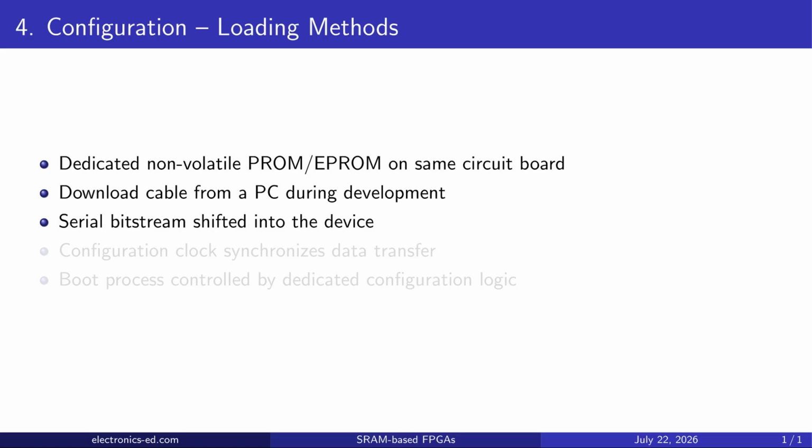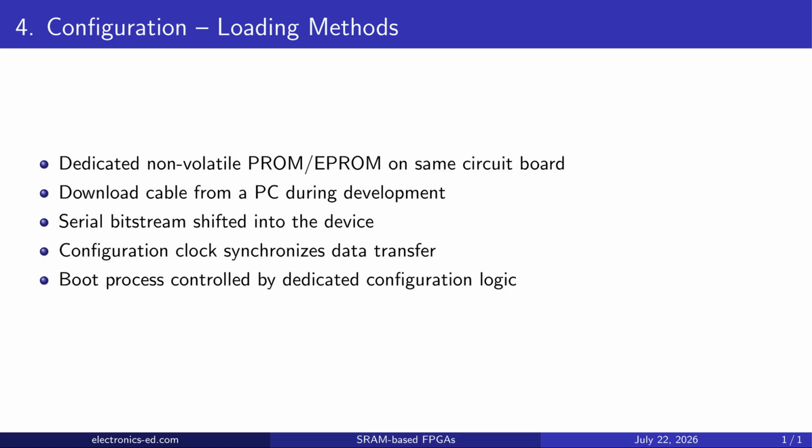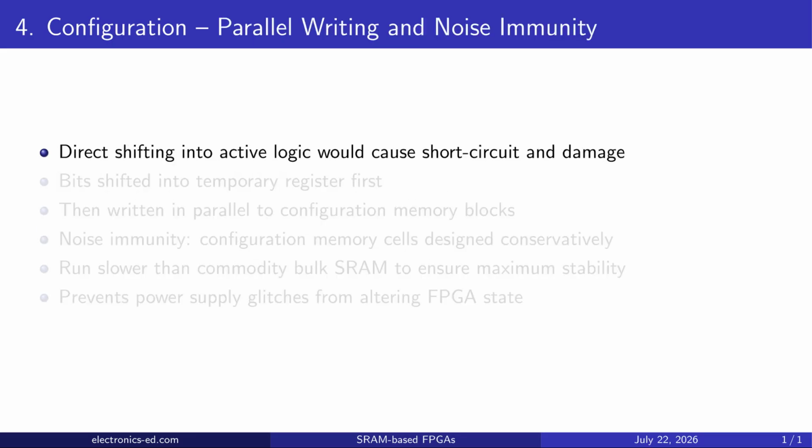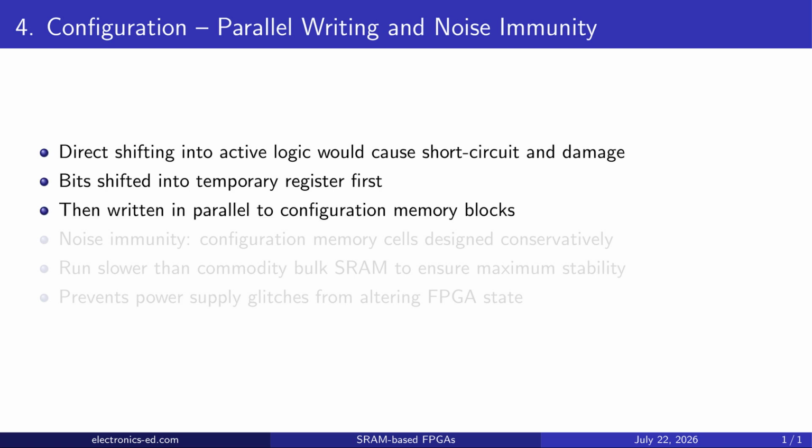The serial bit stream is shifted into the device. A configuration clock synchronizes the data transfer. The boot process is controlled by dedicated configuration logic. Directly shifting into active logic would cause short circuits and damage. So bits are shifted into a temporary register first. Then they are written in parallel to the configuration memory blocks.